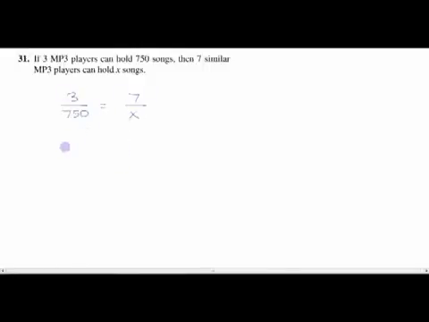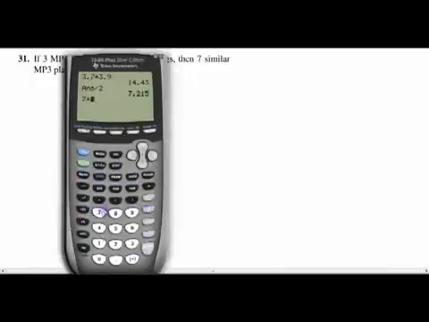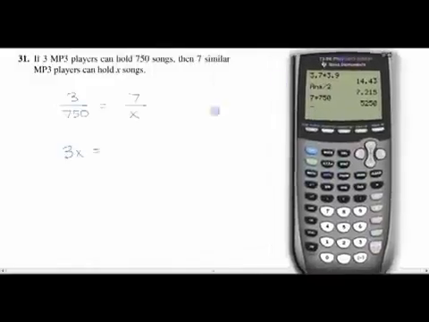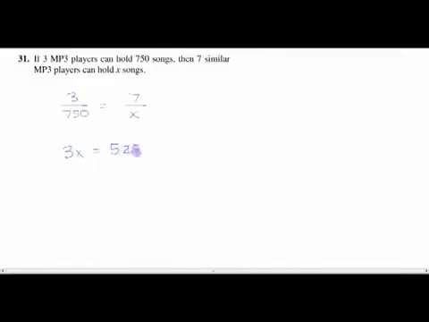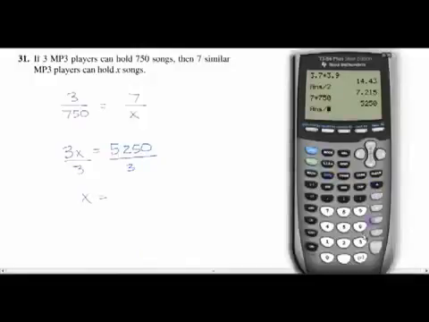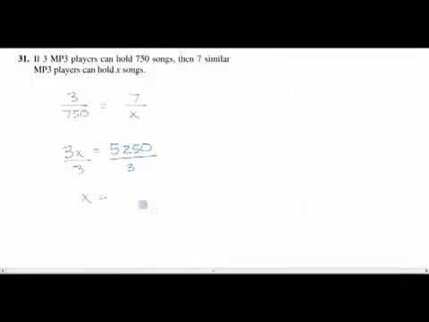Then we'll cross multiply. 3x equals 7 times 750, and that's 5,250. Then we'll divide by 3, and get 1,750. So if you have 7 similar MP3 players as the first one mentioned, then you should be able to hold 1,750 songs.